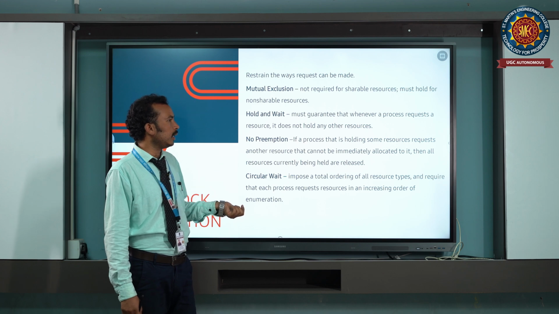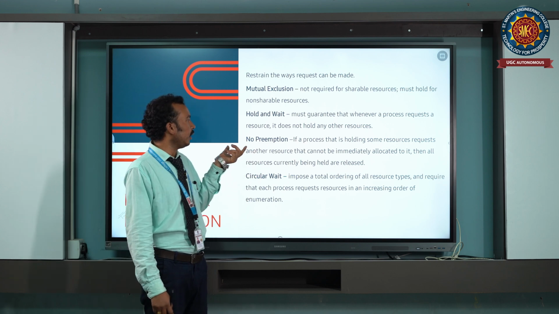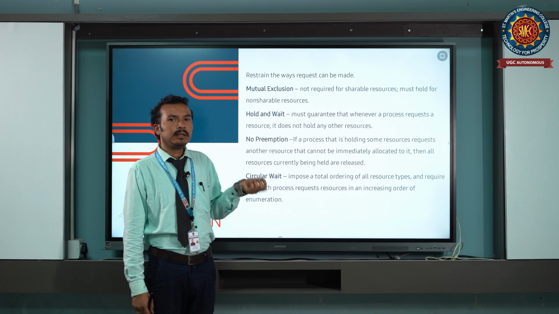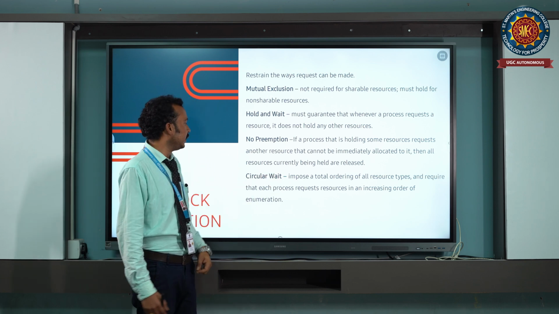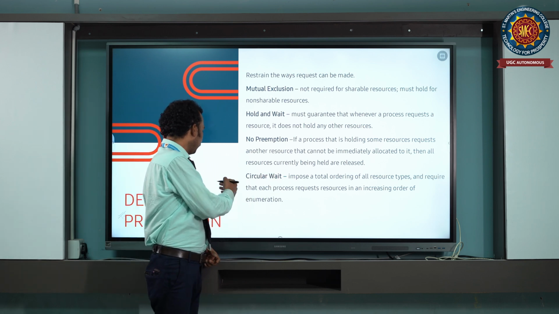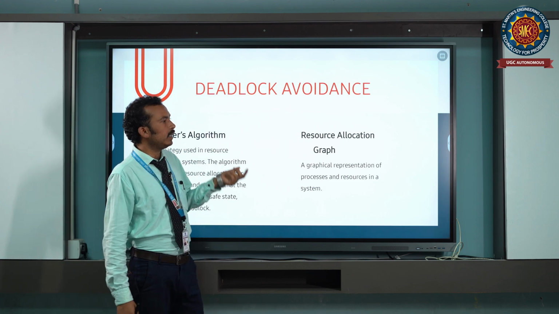These are the four necessary conditions. If we eliminate any one condition, we can prevent the occurrence of the deadlock. This is the first method. And coming to the next method, deadlock avoidance.